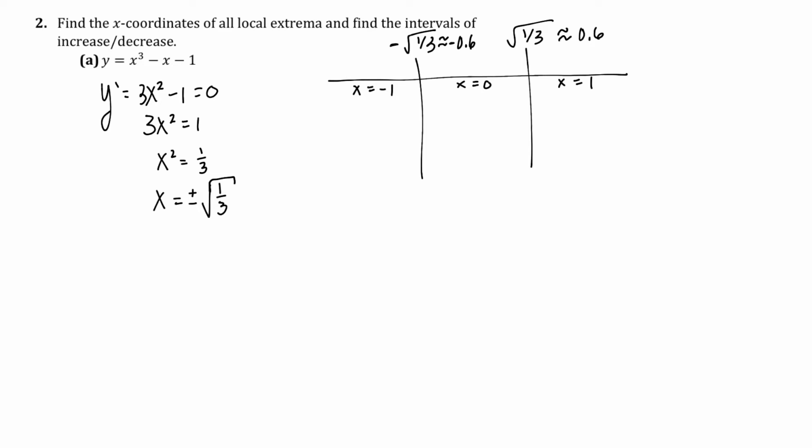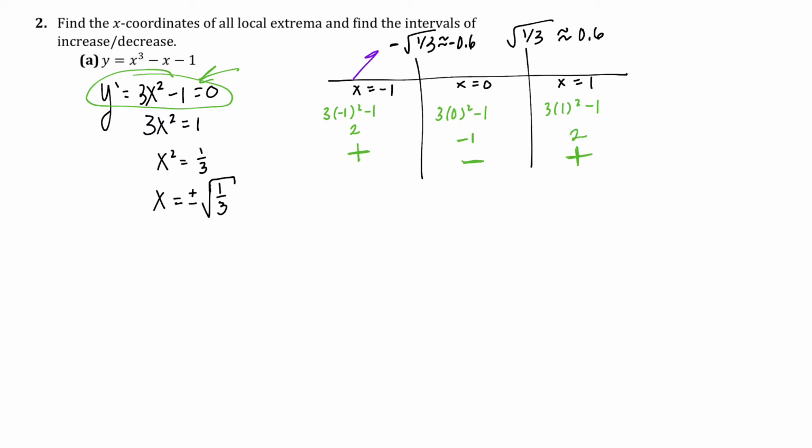You're plugging back into your derivative. Now, normally they're factored, so it's a little bit easier. Here you just kind of have to do the math a little bit. At -3 squared minus 1, 3 times -1 squared minus 1, that's going to be 2, which is positive. Plugging in 0, 3 times 0 squared minus 1 is -1, which is negative. 3 times 1 squared minus 1, that's 2, which is positive.